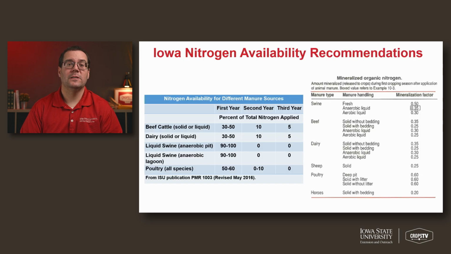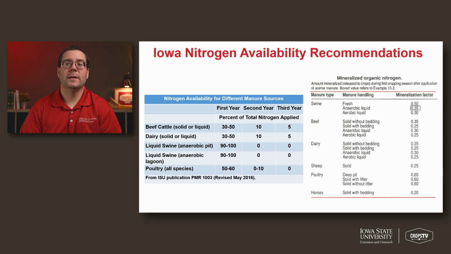The solution to that has really been using this table of values. It comes from PMR 1003, Using Manure Nutrients for Crop Production, and it gives you first, second, and third year availability. Those vary by manure type, and we're giving our best estimates for what typical manures look like.